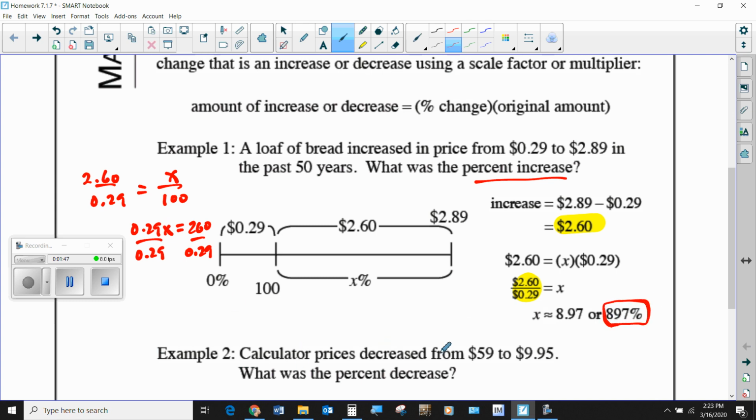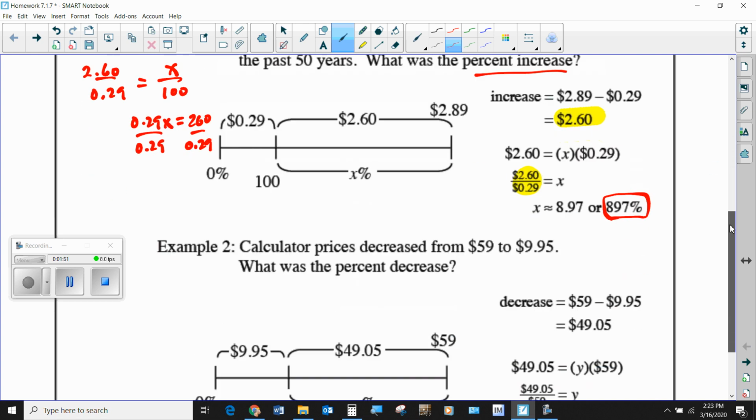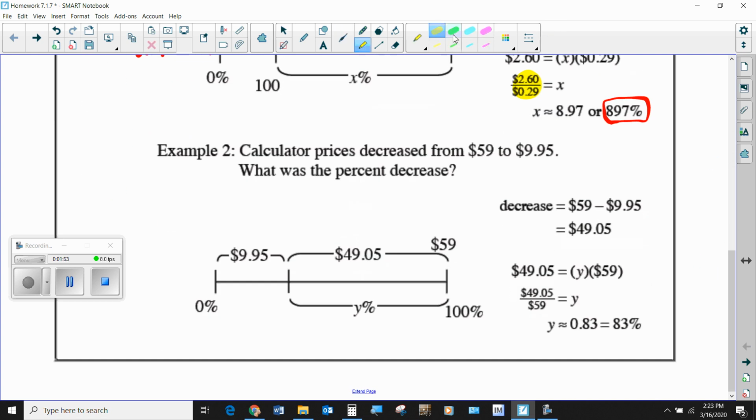The calculator prices decreased from $59 to $9.95. Well, that's a big decrease. That decreases by $49.05. So the amount of the change over the original amount is going to be equal to your percent out of 100. So same idea. Look for a giant one if you can. If you can't, you cross multiply and you'll solve for this variable, which ends up being 83. So that's an 83% decrease in the price.